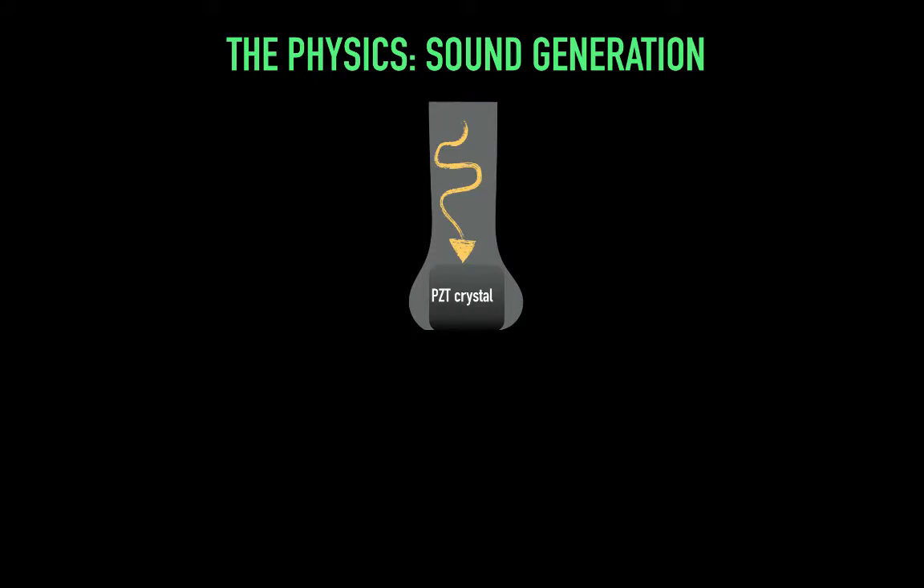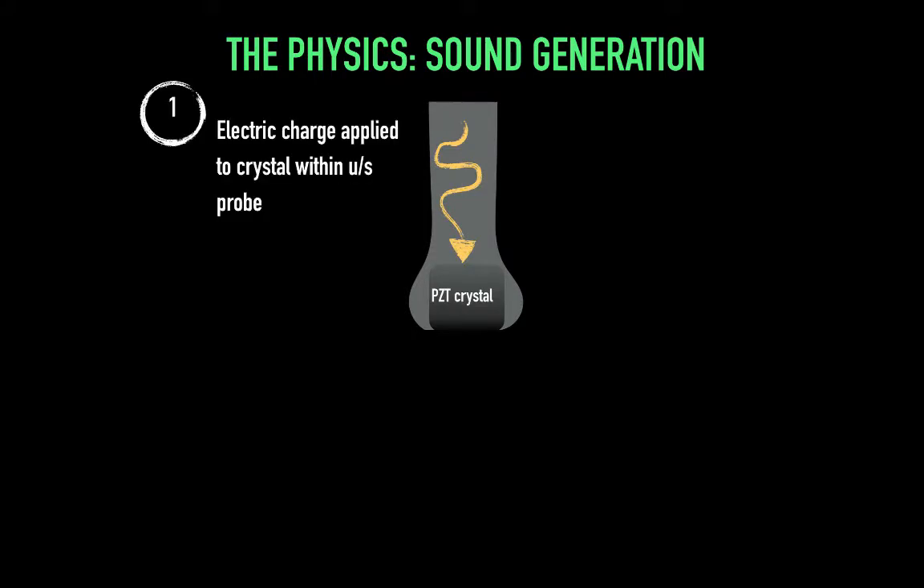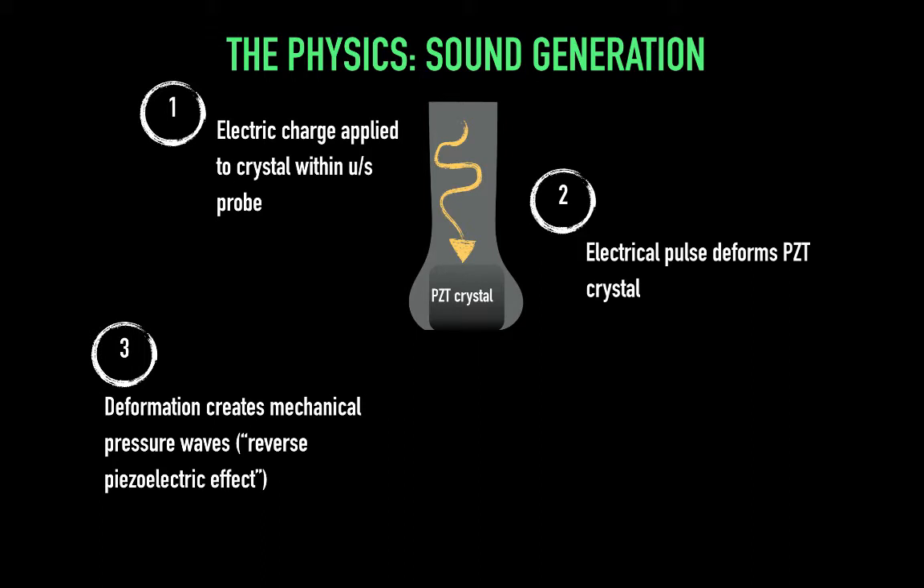Here we'll cover sound generation. First off, we have an alternating electric current, which is in the head of the probe and affects piezoelectric material or crystal. The mechanical properties of crystals determine the range of sound wave frequencies that are produced. When this electric charge is applied to the crystal, the material expands and contracts, generating mechanical strain. This leads to mechanical pressure waves in what's called the reverse piezoelectric effect.